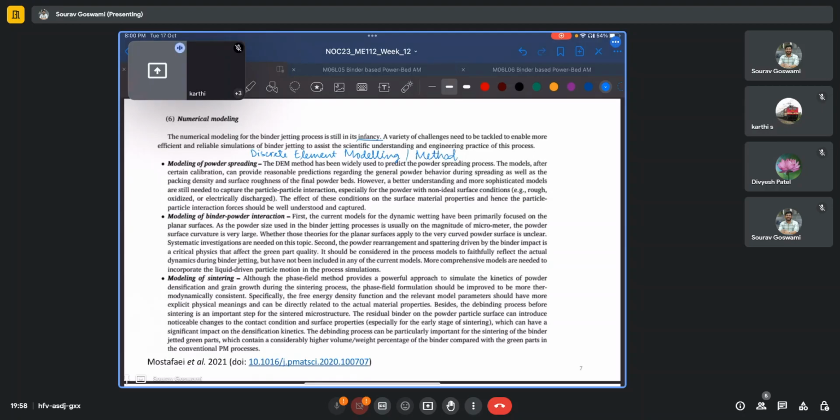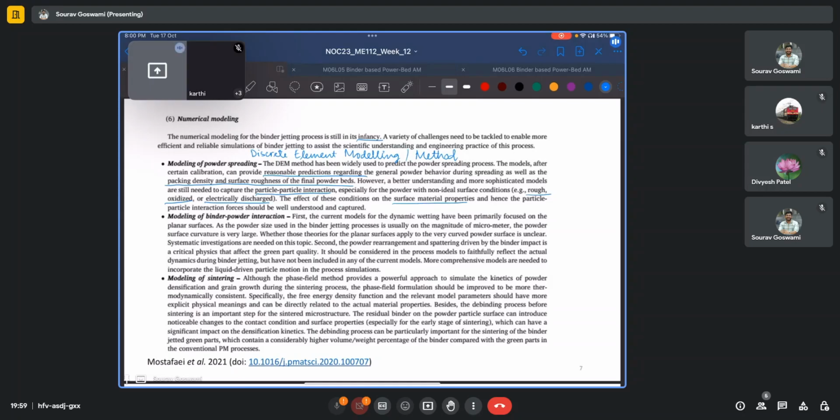It has widely been used to predict the powder spreading process and can also provide reasonable prediction after some benchmarking, as well as of the packing density and the surface roughness of the final powder beds. However, better understanding and more sophisticated models are still needed to capture the particle-particle interaction, such as if they grow rough, or if there's some oxidation or electrical discharge involved. And these effects can actually change the surface material properties and thus the final part properties.